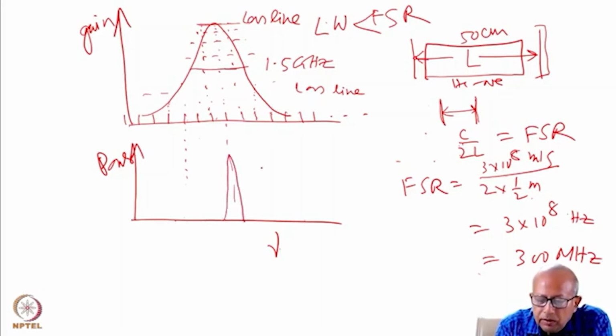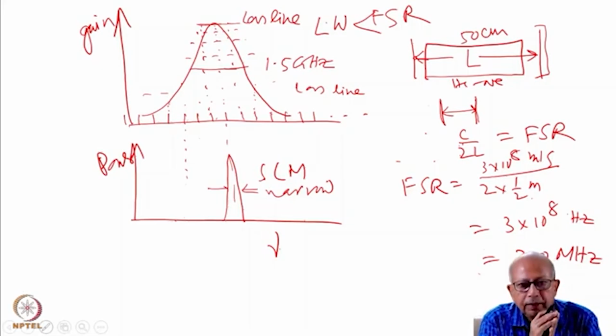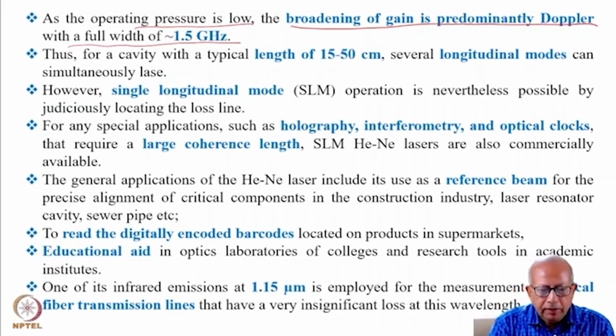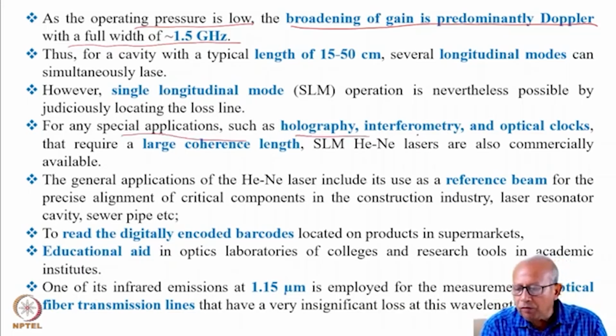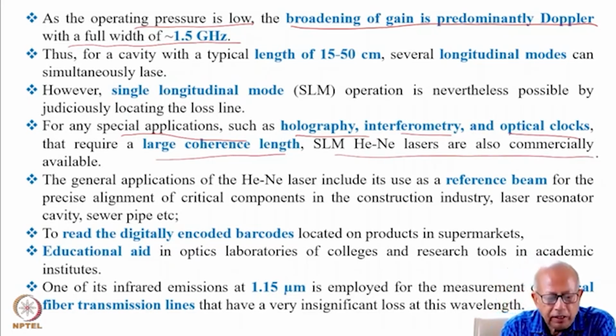So it will basically be a single longitudinal mode laser, and the emission of the laser will be very narrow. So it will be highly monochromatic. This is how you can make this laser monochromatic. For special applications such as holography, interferometry, and optical clocks that require a large coherence length, SLM helium neon lasers are also commercially available.